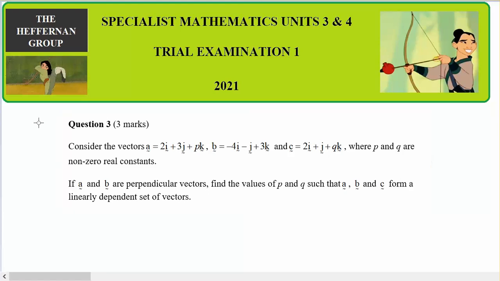Okay, in question number 3, we've got vectors. I can see a P, I can see a Q, and they're non-zero real constants. Okay, A and B are perpendicular vectors. Therefore, I know that A dot B equals 0. Find the values of P and Q such that A, B, and C are linearly dependent.